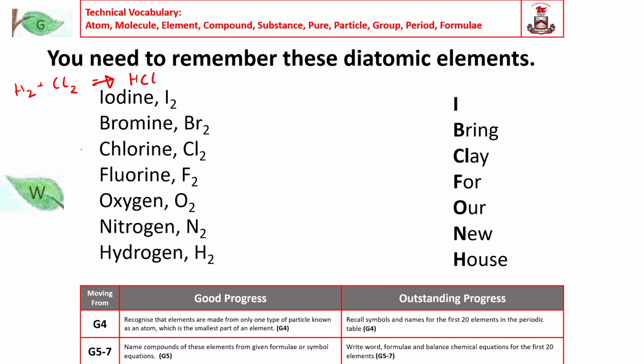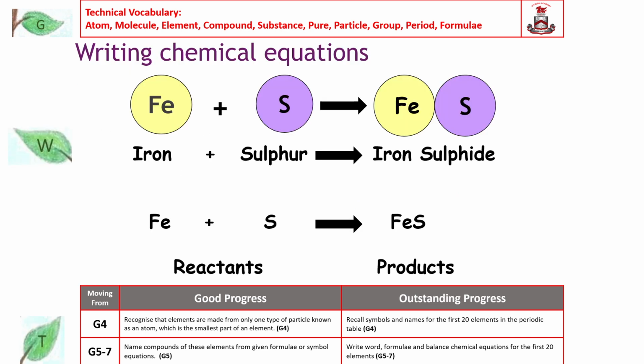I just remembered these because you use them so often that you remember them, but there's a nice little mnemonic. I bring clay for our new house. Okay. I, B, C, L, F, O, N, H are all the symbols for them. So, however you would like to remember it, but you need to remember them.